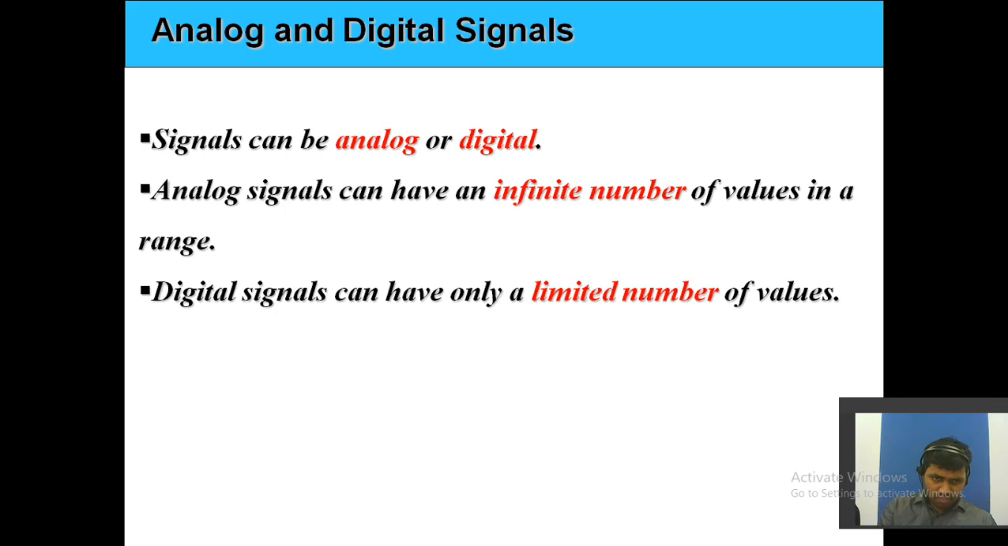Coming to the next point, digital signals can have a limited number of values. By using digital signals, by using digital communication, we can get the exact value from the network. So these are the 3 points we discussed in this topic: analog and digital signal.